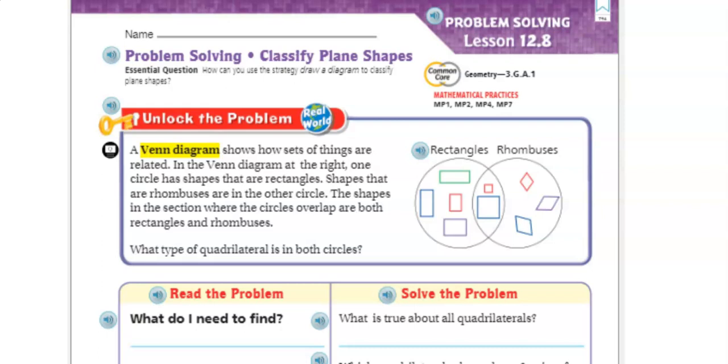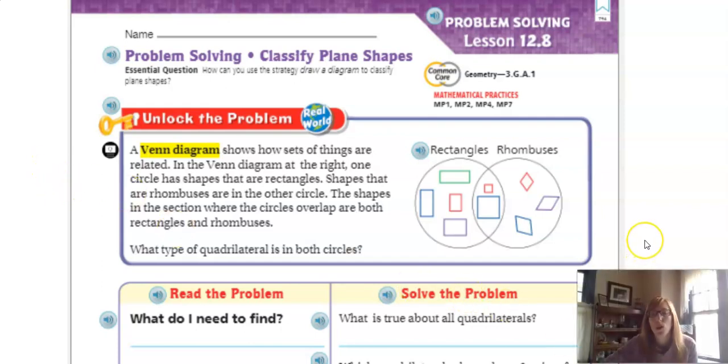Remember, plane shapes can be opened or closed, and they can have curved sides. Also, you can have polygons that are different than plane shapes. Polygons have to be closed, and they have line segments that connect. So we want to make sure that we're constantly remembering the difference between plane figures, plane shapes, and polygons. All right, so we're going to get started here.